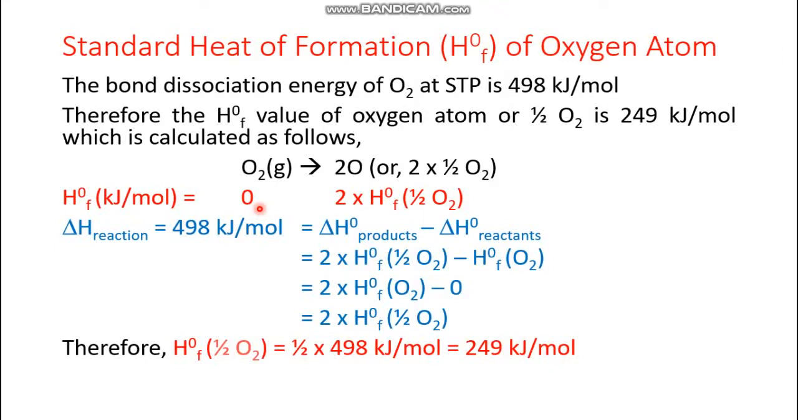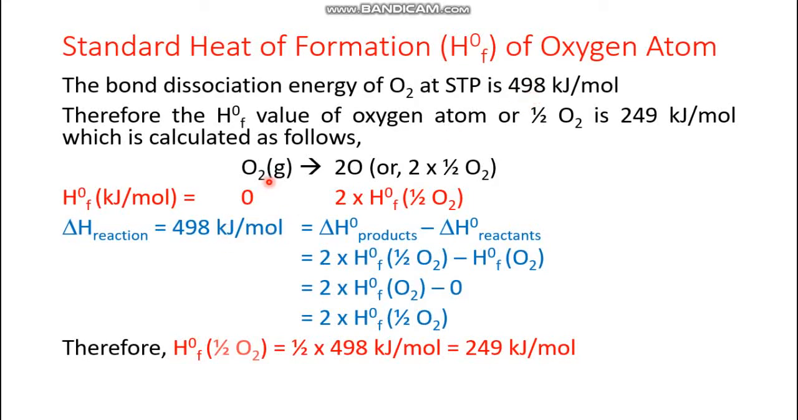So let's elaborate this with some examples, such as the standard heat of formation of oxygen atom. Okay. So the bond dissociation energy of O2 at STP is 498 kilojoule per mole. Therefore, the H0F value of oxygen atom, or half O2, is just its half. Okay, 498 divided by 2, that means 249 kilojoule per mole.